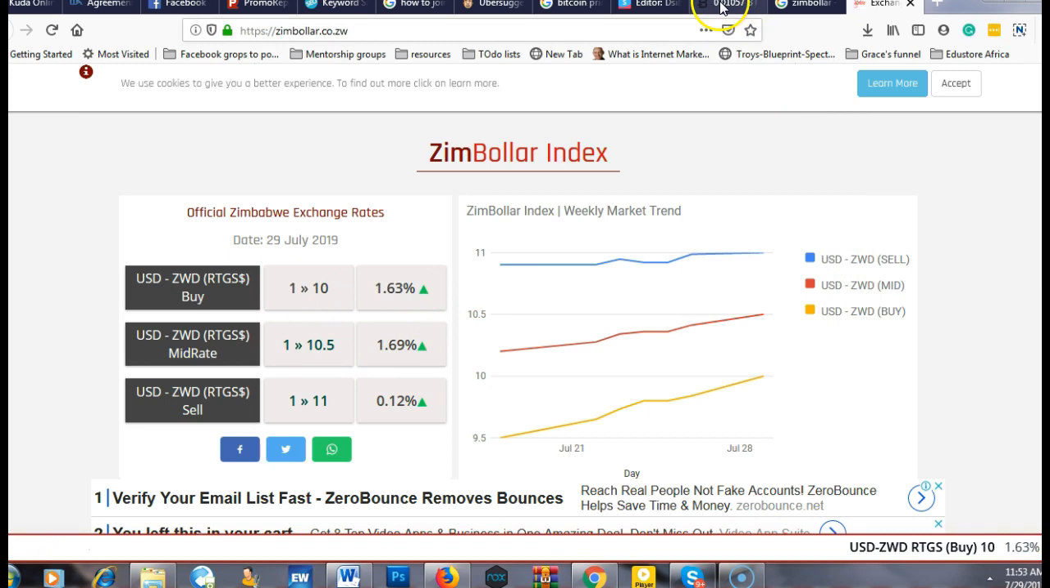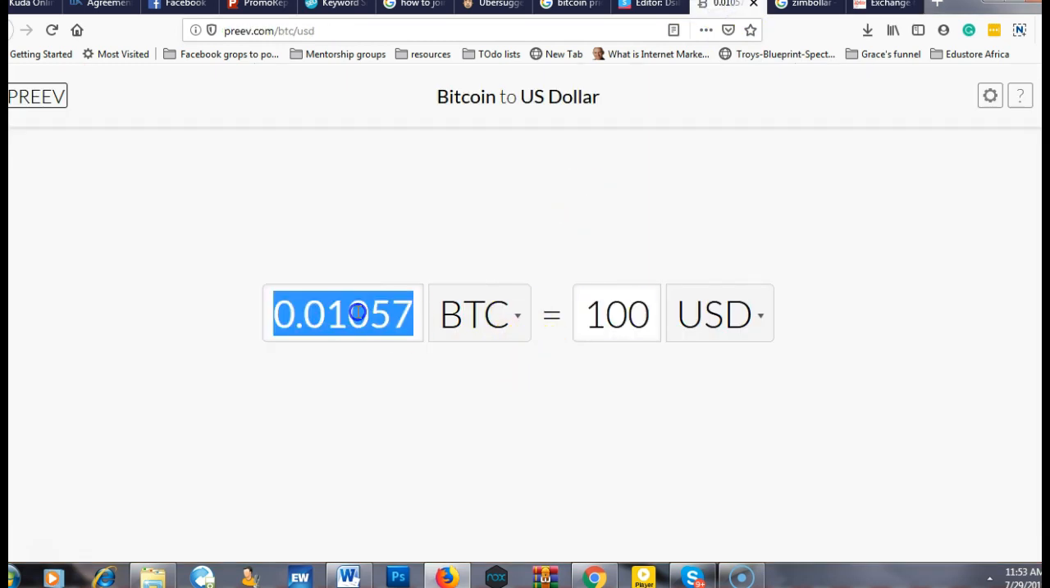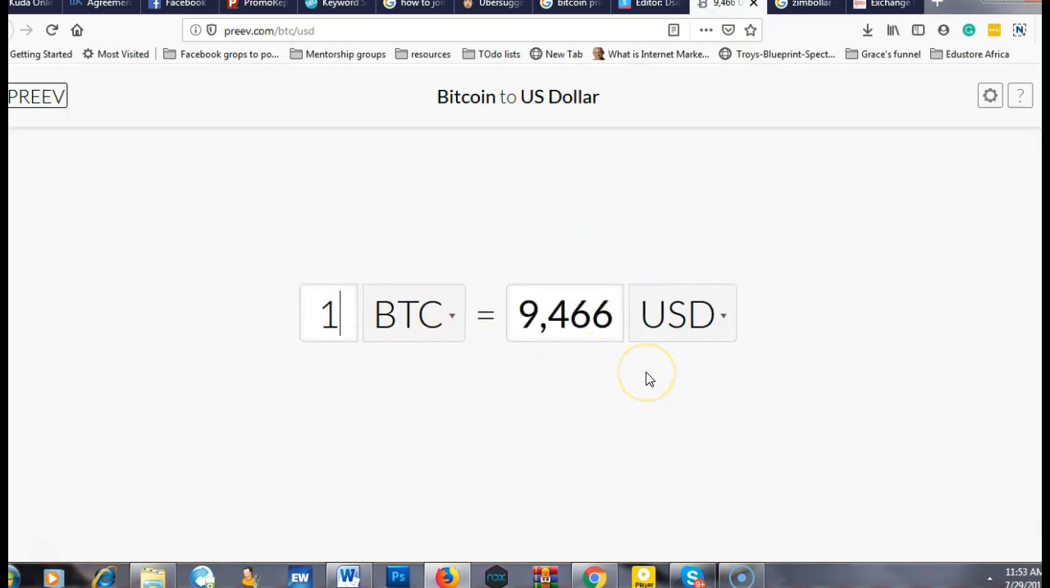I heavily rely on this website. I always check on this website almost on a daily basis. That's how you find out the Bitcoin price in Zimbabwe every day. And I've put more resources where you can buy Bitcoin.